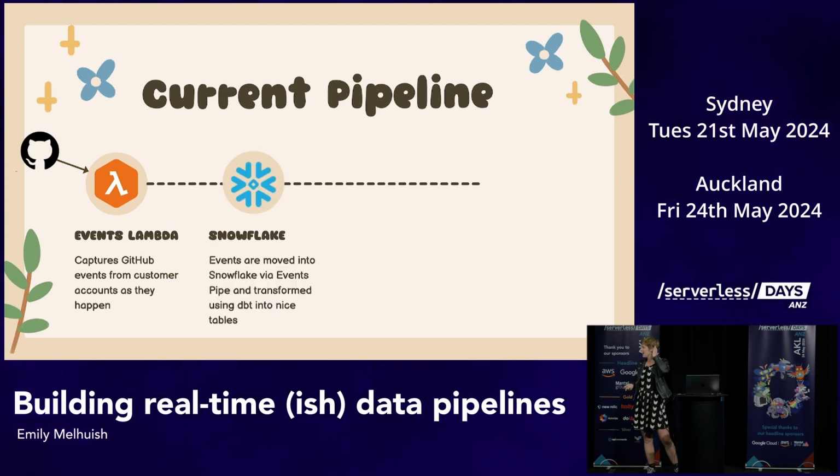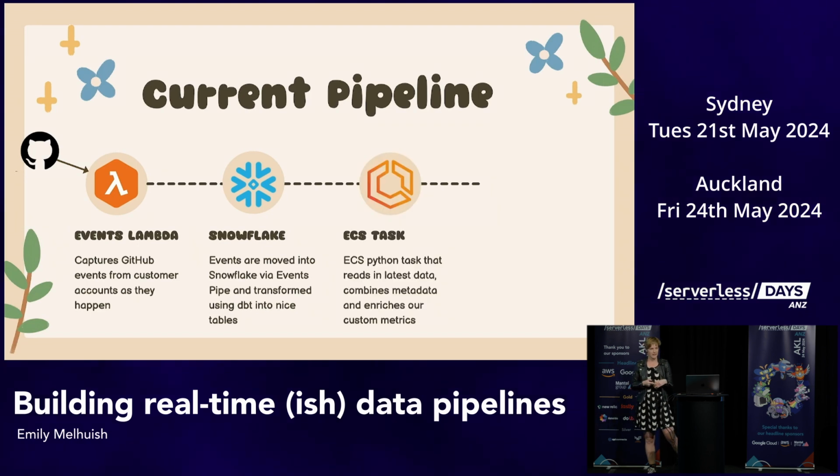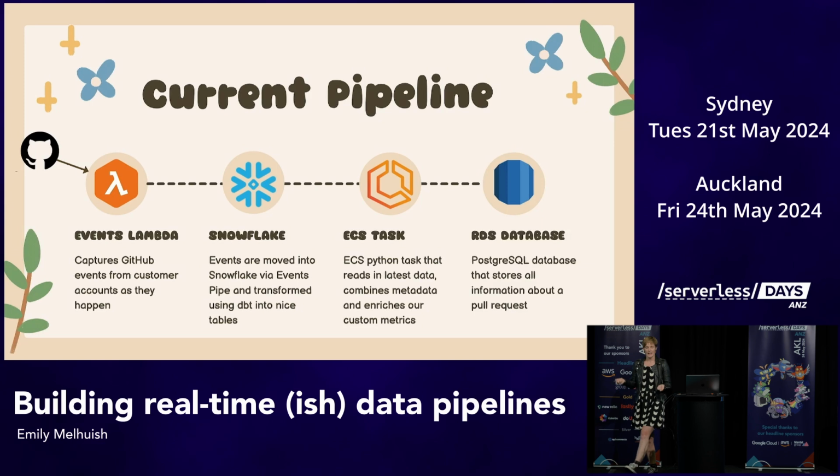So we use Snowflake for our data warehousing. Obviously, that's not serverless, but got to talk about it anyway. Pipe them in, use dbt to transform the data. And then we spin up an ECS task in Python, grabs all the data, processes it, enriches our custom metrics, adds some metadata, et cetera, to make the data available for what Multitudes needs. Then that gets chucked into an RDS database, also not serverless, but we have a lot of relations, a lot of data, so a Postgres database was the most suited for that. And then APIs sit on top of that, which also aren't serverless, but that's what serves our application.